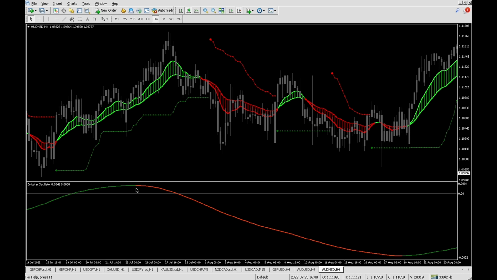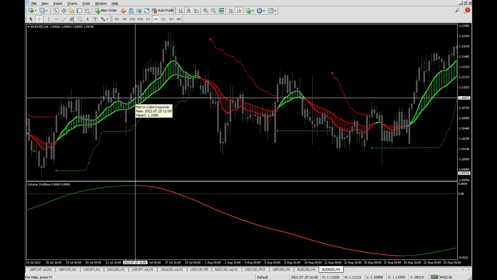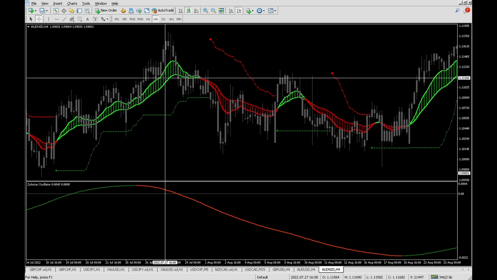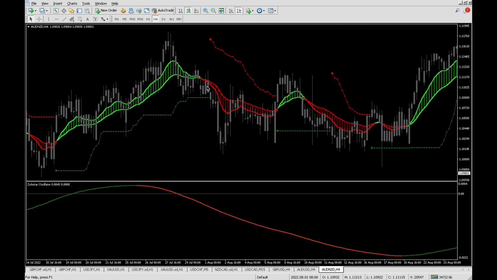Now you can see when the color of the oscillator changed, the color of the cloud was still green. So we are going to wait for the moment when the color of the cloud also turns red. Now at this moment, you can see the color of the cloud has also changed to red. So all we need to do is make a sell position here.